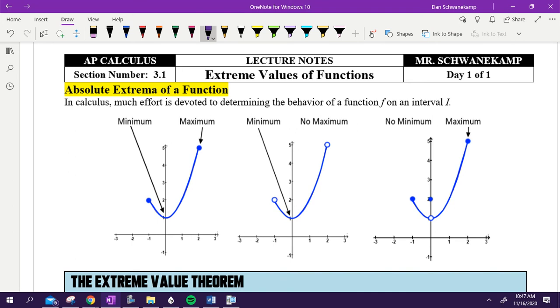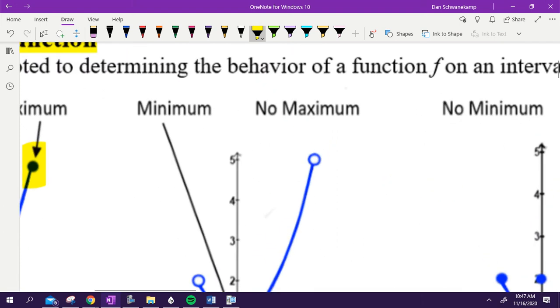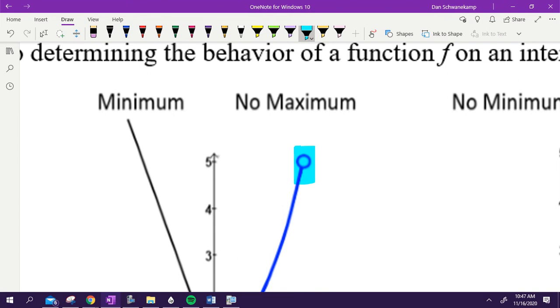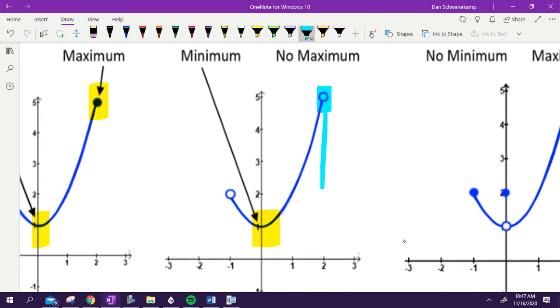We have 3 graphs. This graph right here has a minimum and a maximum. An absolute minimum, that point right there is lower than the rest of the points, and that point right there is higher than the rest. You agree? This next graph, it's got a minimum, but it doesn't have a maximum. I think the maximum is happening right about here, but I can't tell you what x value that's on. It's something really close to 2, but it's not 2 because there's an open circle.